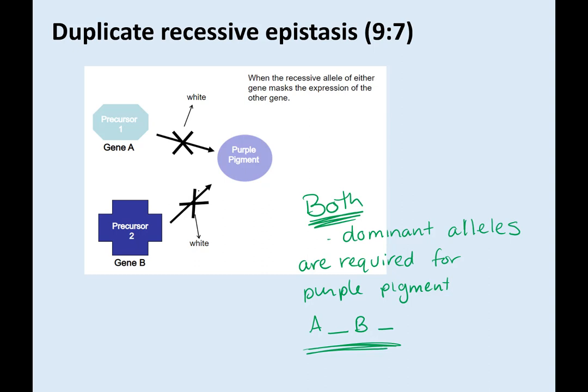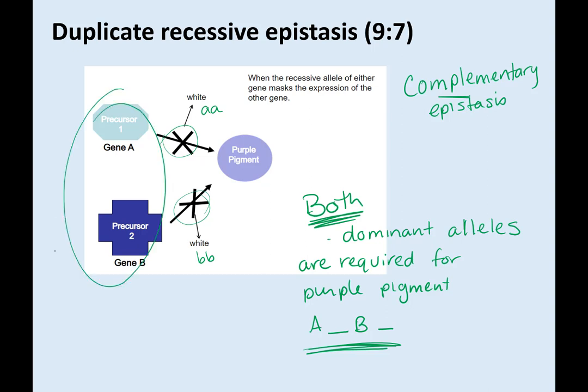And so what this is trying to show you is if you block either pathway by having homozygous recessive, you're not going to get purple, you're going to get white. That's why this is also called complementary epistasis, because you need both of these in complement with each other in order to get the phenotype. Okay. But I'm not going to question you on what's the names of these epistatic interactions. I'm going to ask you to explain it. So explain it based on dominant alleles or recessive alleles.